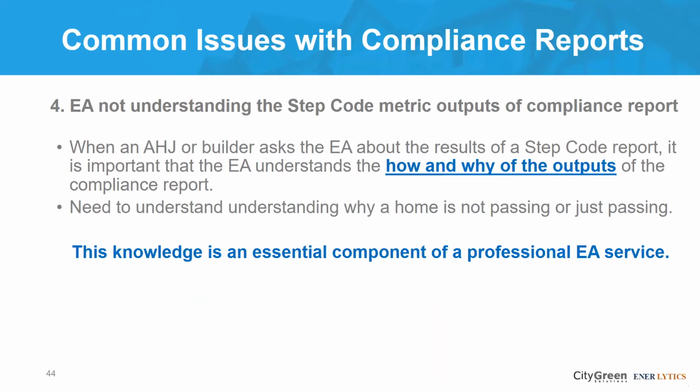Another component was more of a general, higher level issue. And that is, in some cases, it's been noted that energy advisors are not always understanding the step code metric outputs of the compliance report. In this example, a building inspector asked an energy advisor why a particular home wasn't meeting their BC Energy Step Code target. In one case, in this example, that's representative of other examples, the energy advisor said, I'm not really sure, the BC Energy Compliance Report just spat out the numbers that showed it did not meet this metric.